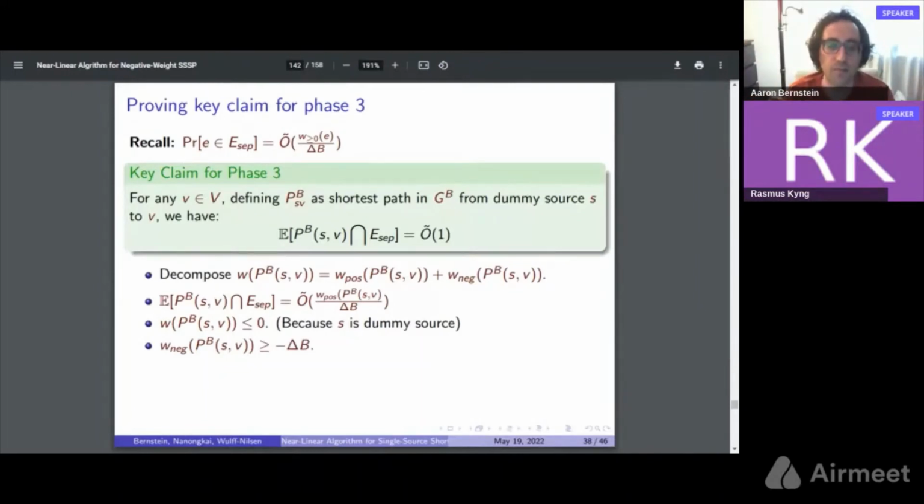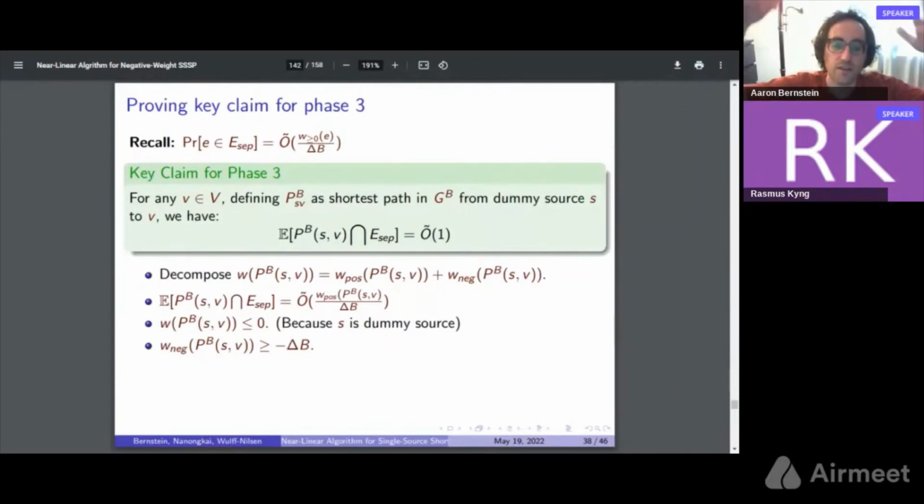And to see that the negative part can't be too negative, it's actually just definitions. By definition, the shortest path from S to V uses at most delta negative edges. And each of those has weight bigger than negative B. In the original graph, all the edges have weight bigger than negative 2B. That's the input to scale down. And so in G_B, since we add B to all the negative edges, all the edge weights are bigger than negative B. So there are at most delta negative edges in the negative part of this path, because that was the input to scale down.